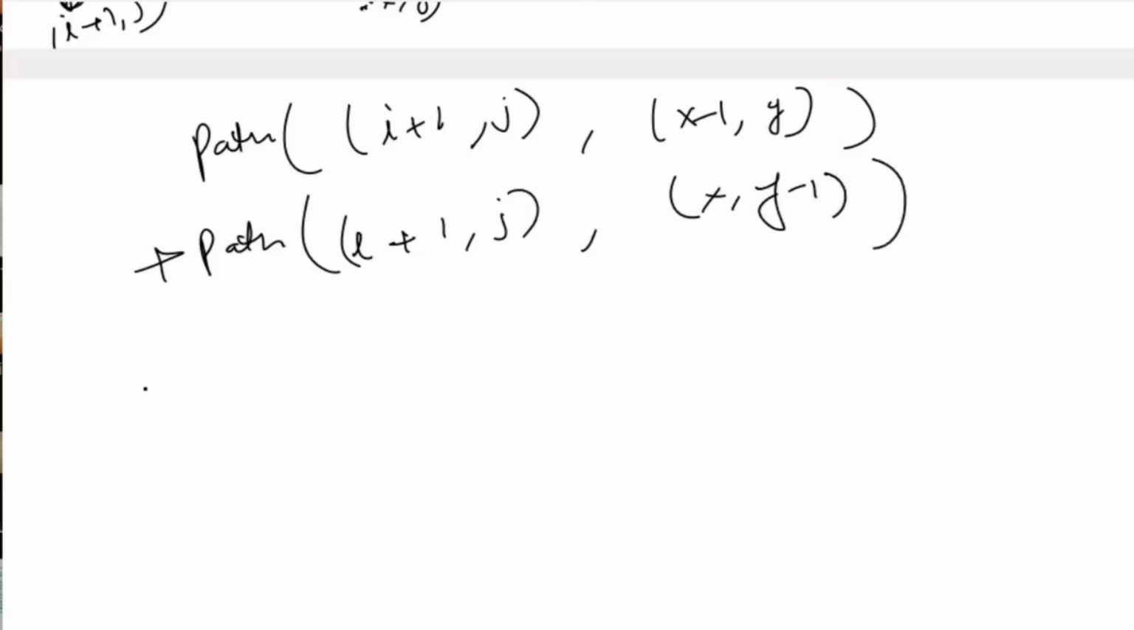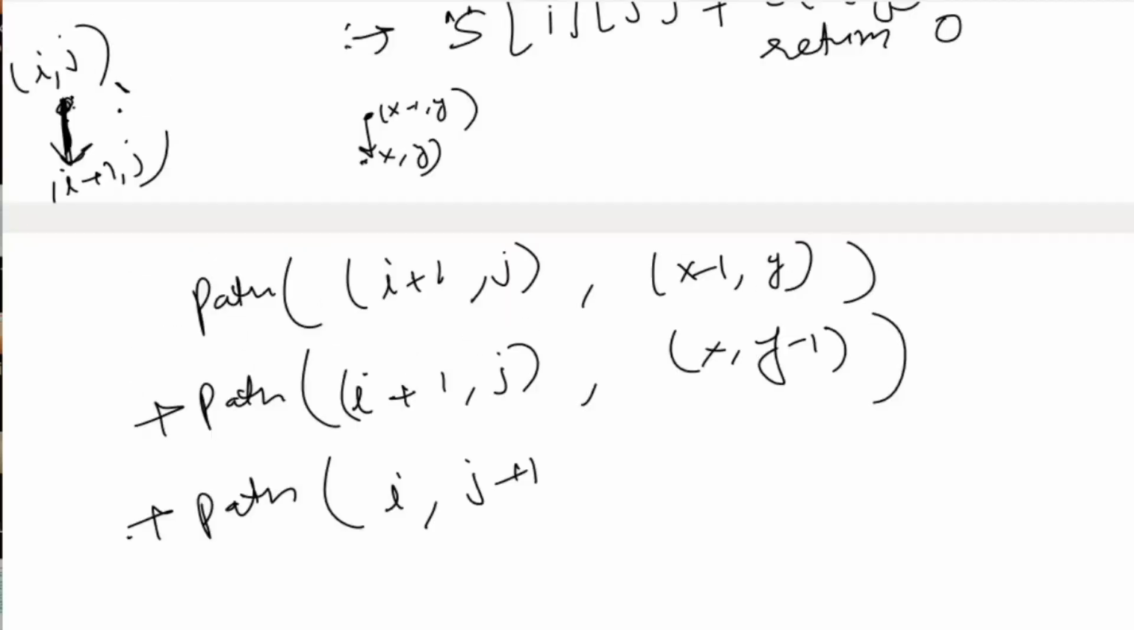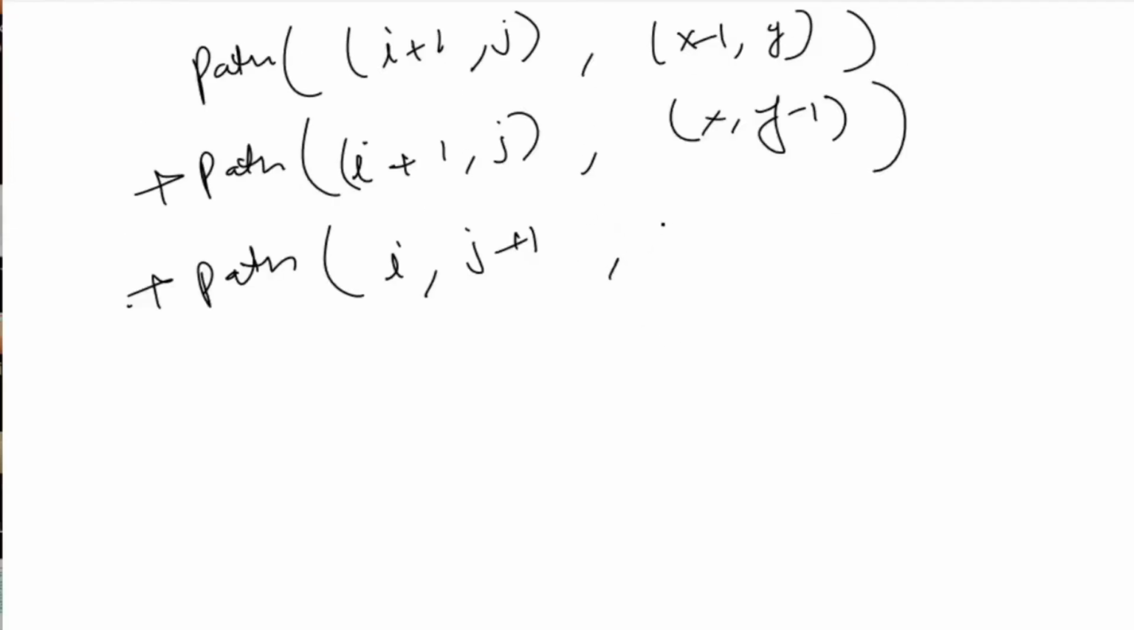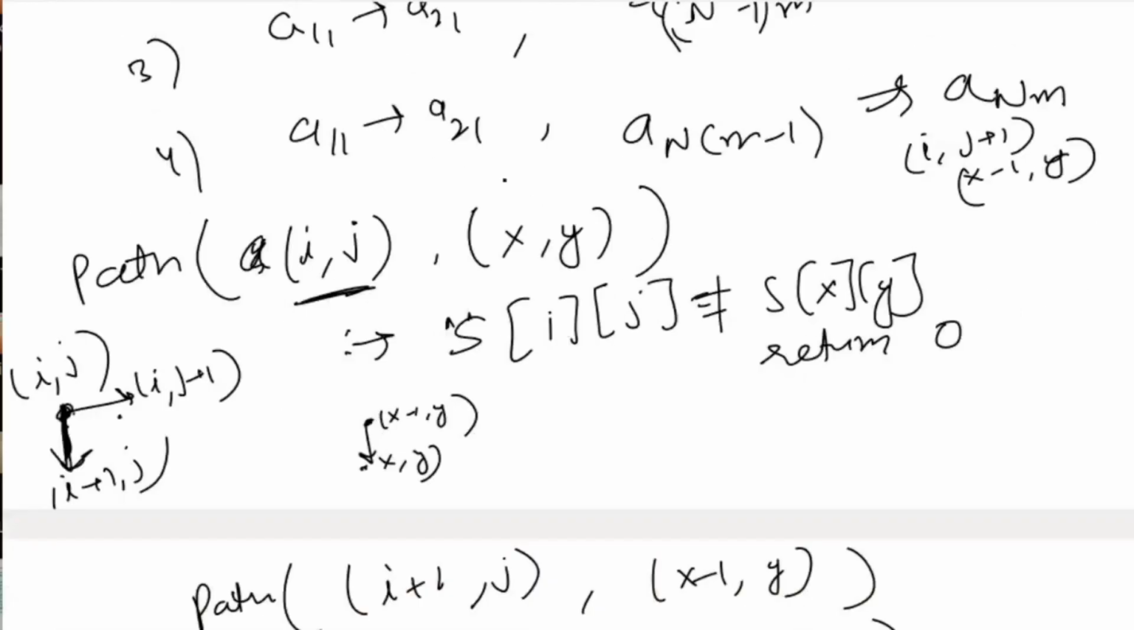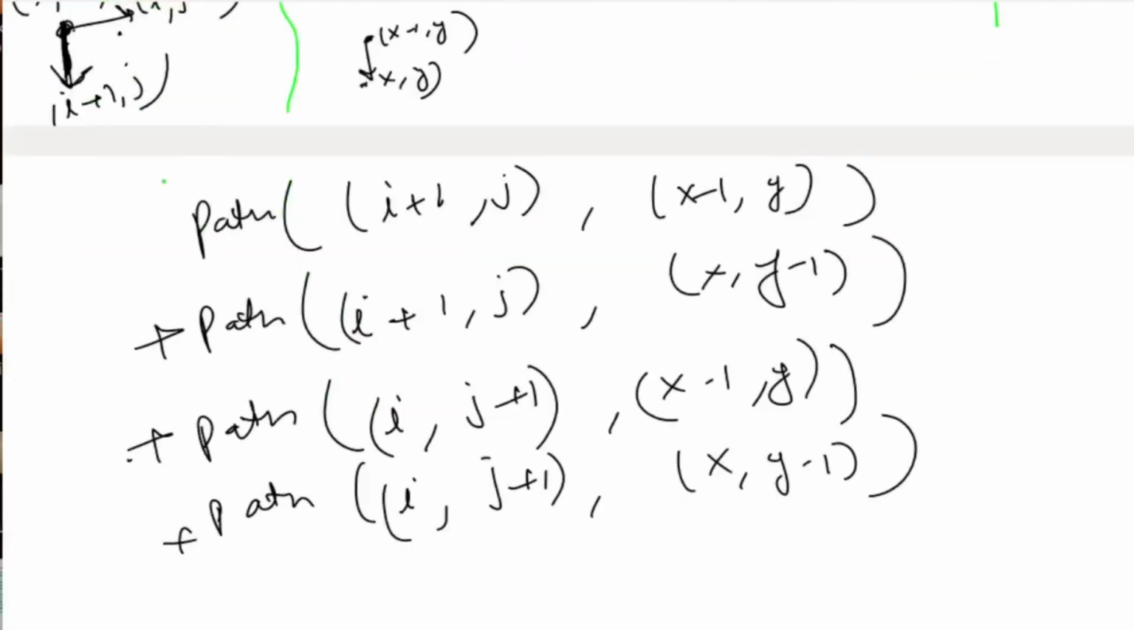And again path, now we'll move to the right, that is in this direction. So this is I comma j plus 1. So now we can reach there from x minus 1 comma y, and similarly this I comma j plus 1 to x comma y minus 1. So yeah, this is our recursive relation. Okay, so let me highlight this relation. So this path, and now this is our recursive relation for this problem.